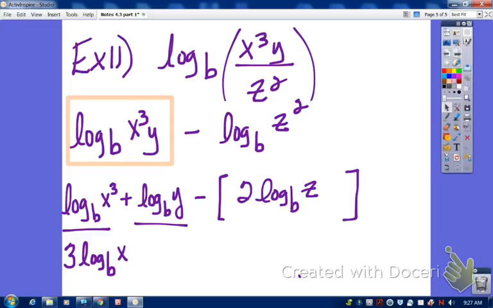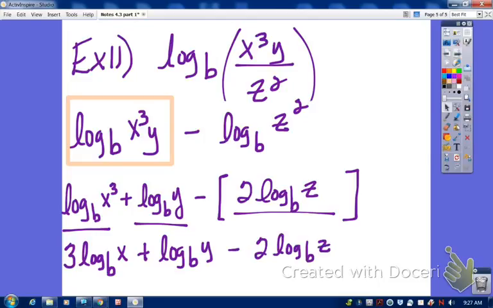How about log base b of y? It can't go any further, so we're going to write it down. And how about 2 log base b of z? Can it be expanded any further? Nope. So we just write minus 2 log base b of z. If we had more than one thing in that bracket, we would have to subtract everything that was in the bracket.